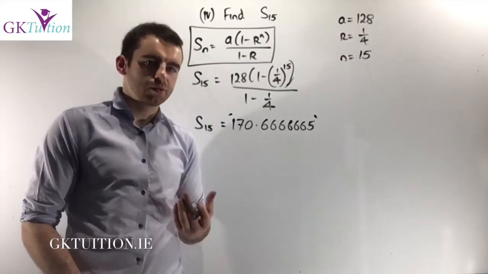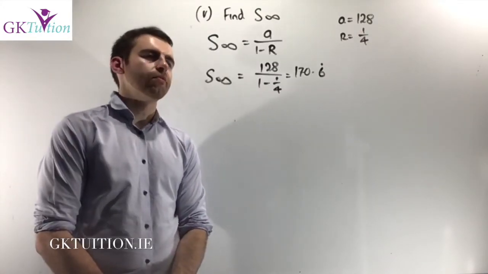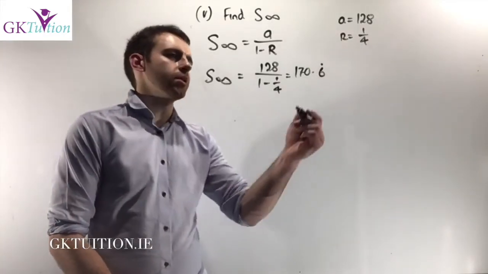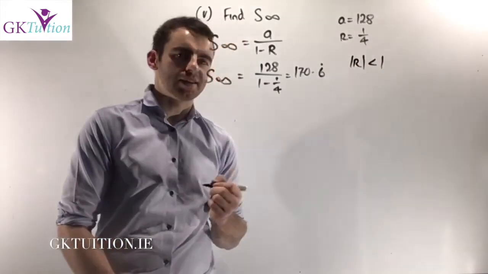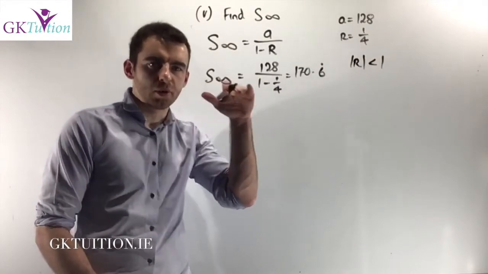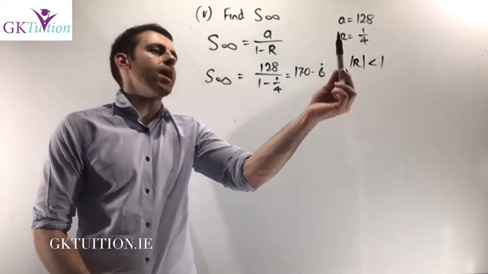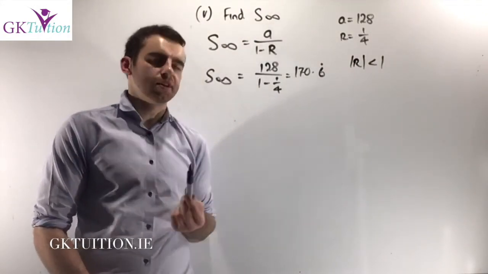Let's see now what the sum to infinity works out as. So S infinity is an incredibly straightforward formula to use. I know that I can get S infinity for this geometric series because the absolute value of the common ratio is less than 1. In other words, the common ratio is between 1 and minus 1. The numbers are approaching 0, which means a sum to infinity exists. Once I know a and r, I can just sub in 128 over 1 minus a quarter.